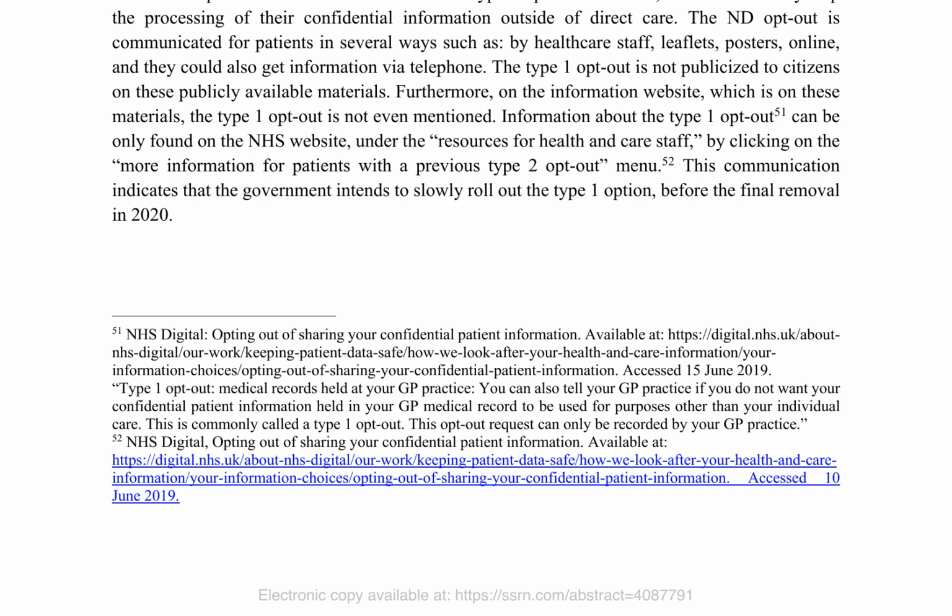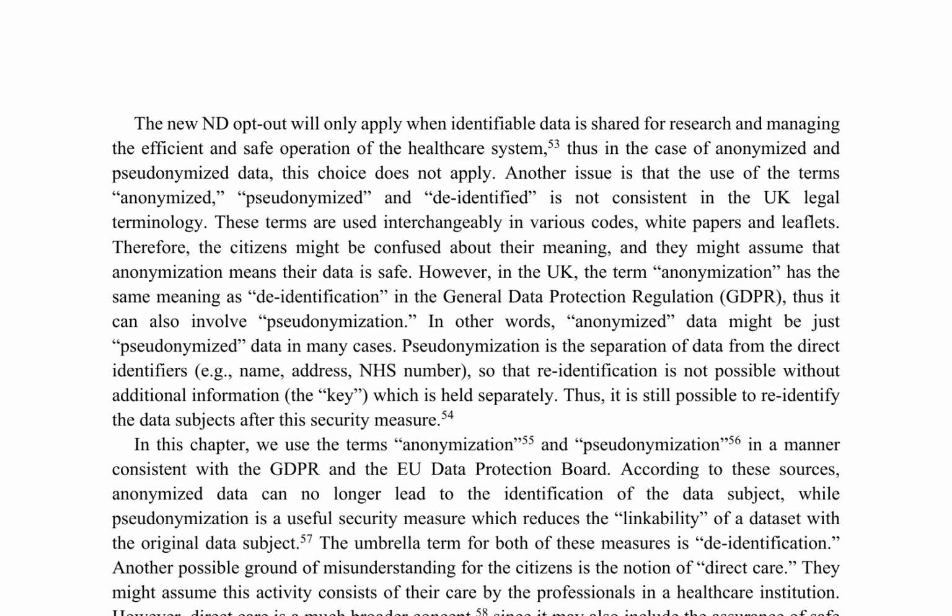The new ND opt-out will only apply when identifiable data is shared for research and managing the healthcare system efficiently. Thus, in the case of anonymized and pseudonymized data, this choice does not apply. However, the use of the terms anonymized, pseudonymized, and de-identified is not consistent in UK legal terminology, which might confuse citizens about their meaning. In this chapter, the terms anonymization and pseudonymization are used consistently with the GDPR and the EU Data Protection Board.